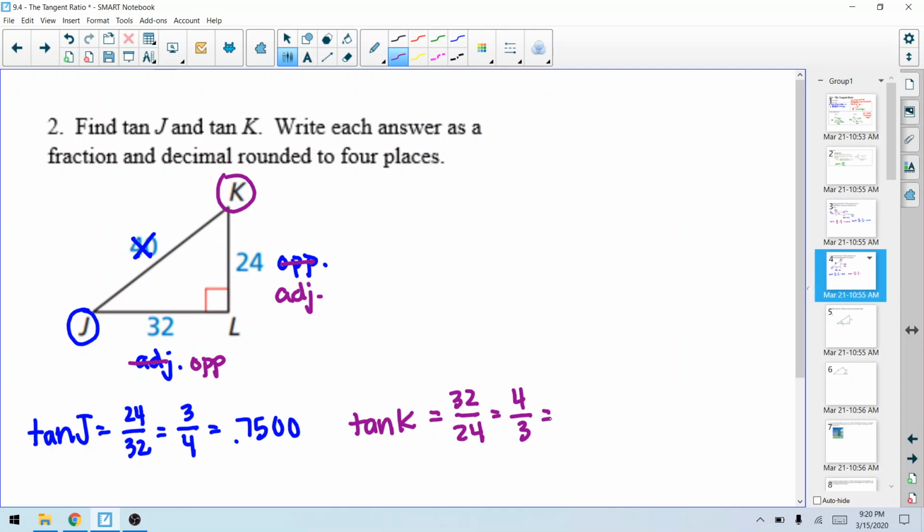In your calculator, 4 divided by 3, 1.3333 repeating, but we're going to round that off to 4 decimals, and that is how you write a tangent ratio.